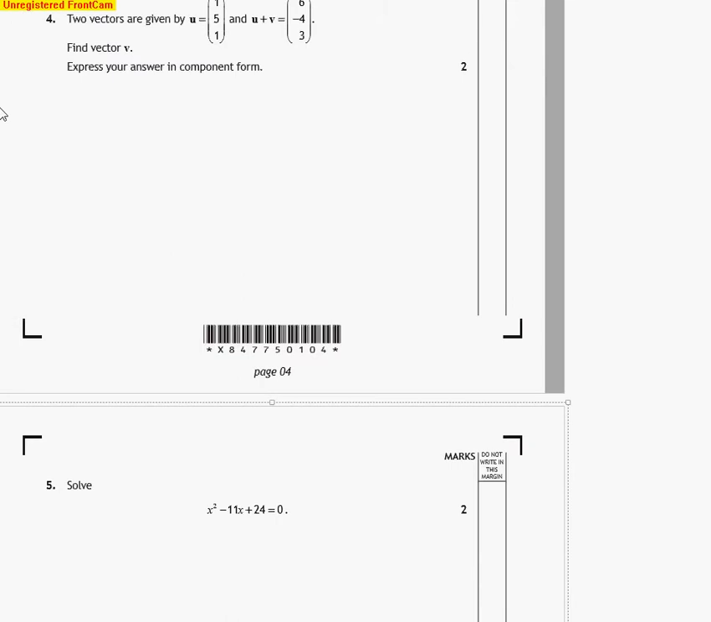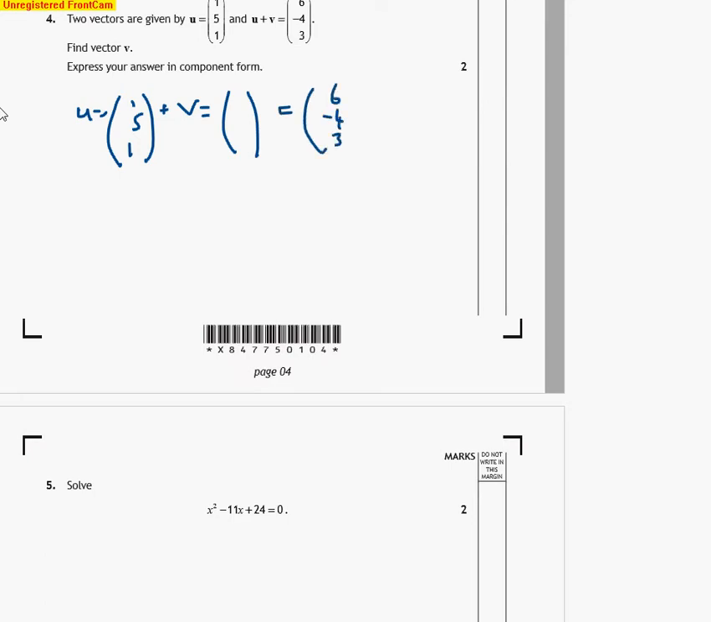Okay, so what we've got is our u. We know that u is equal to (1, 5, 1). V, we don't know what it is at all, but we know that u plus v is going to give us (6, -4, 3). So what have we added to these numbers to get to this number? You could look at it and say, well, 1 plus 5 is going to give me 6, and then to get to the minus 4, we've had to take away 9, and then 1 plus 2 is going to give me 3. So you could just visually look at it and say, that's what's going on.